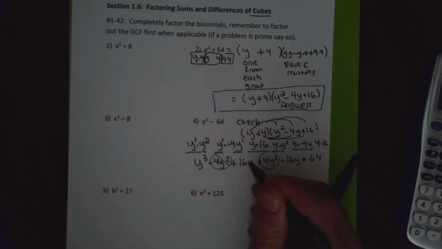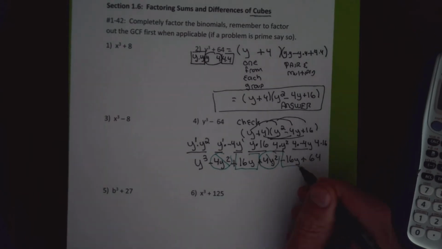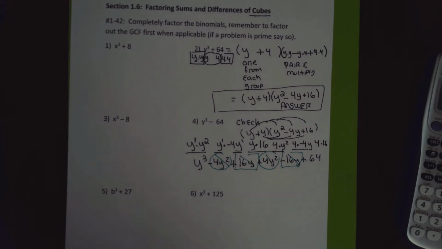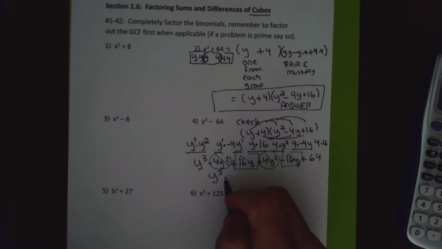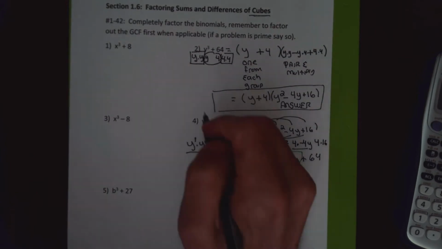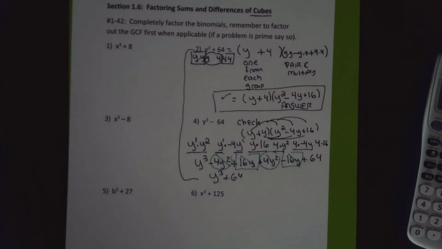And the beautiful thing is, I have opposites. The negative and positive 4y squareds cancel. The positive 16 and negative 16y cancel. And I'm left with this y cubed and that plus 64. Because that's exactly the original problem, my answer is correct.